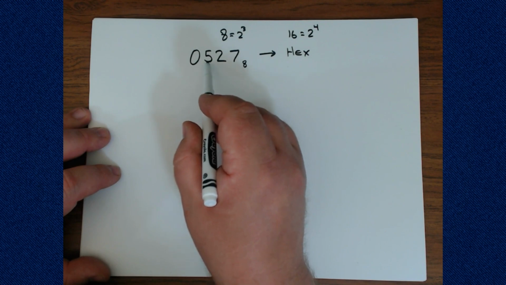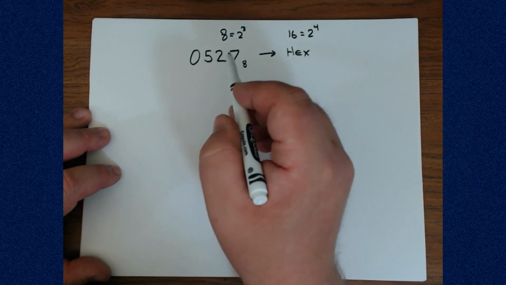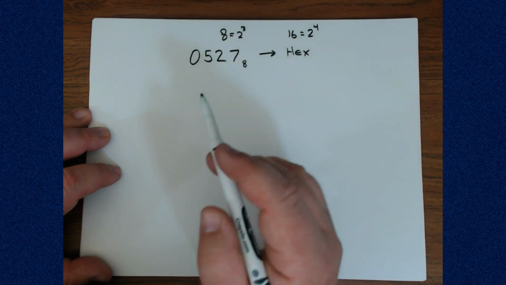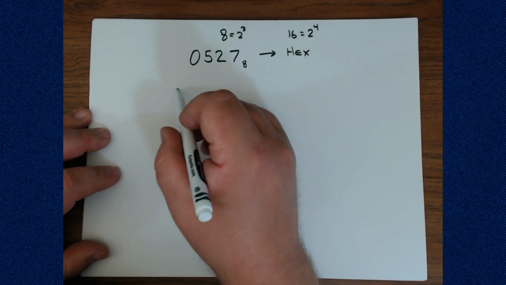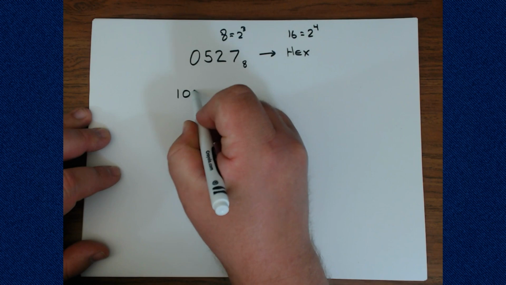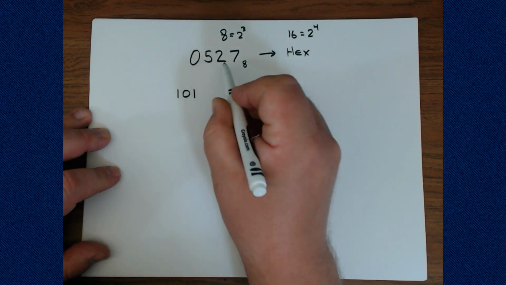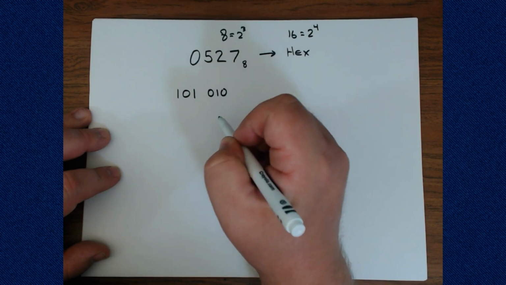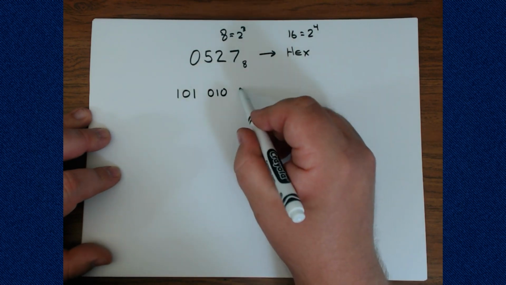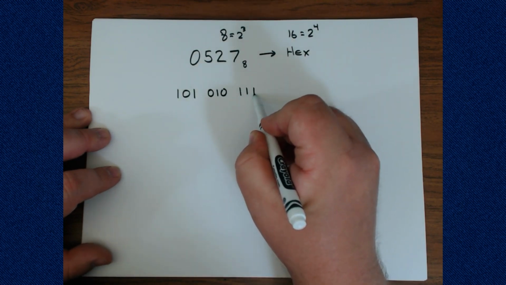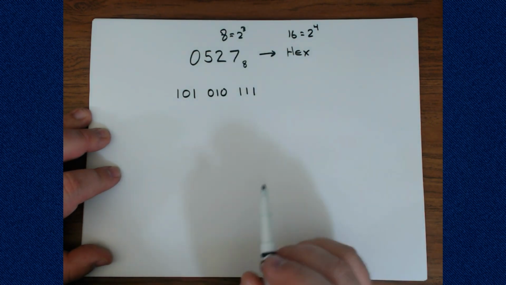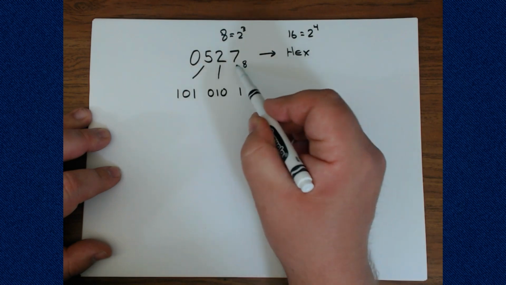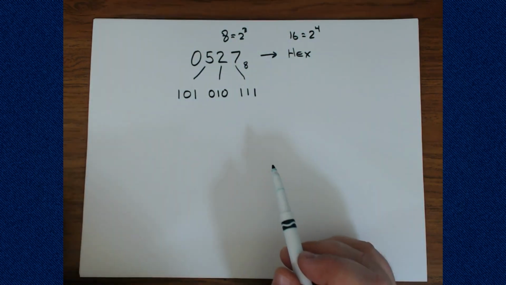So we're going to convert 5, and then 2, and then 7 each individually into 3-bit patterns in binary. So 5 in 3 bits is 1, 0, 1. That's 4 plus 1. 2 in binary is 0, 1, 0. 7 in binary is 1, 1, 1. 4 plus 2 plus 1 is 7. So now we've made the initial conversion from octal to binary.